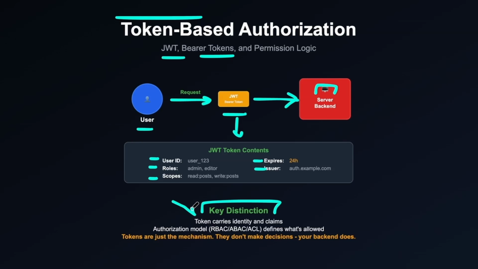The token usually carries the identity and claims of your user, as you see here, but authorization models like role-based or attribute-based, this is what defines what you are allowed to access as a user. So tokens are just mechanisms, while these are authorization models.